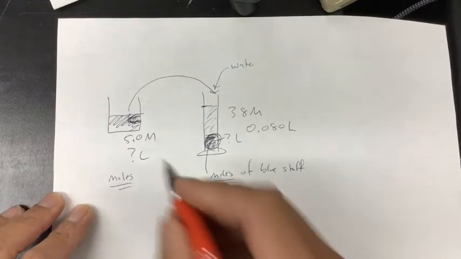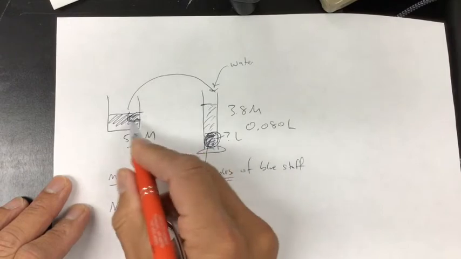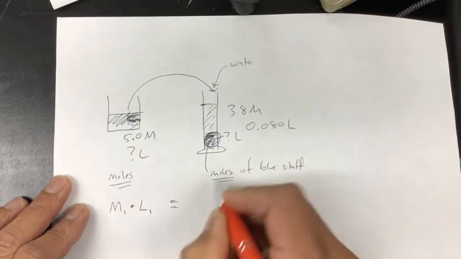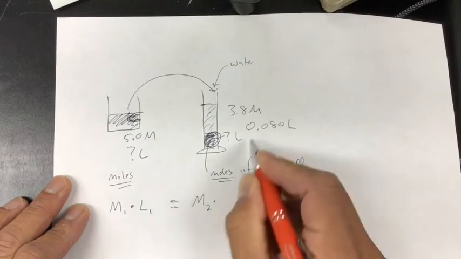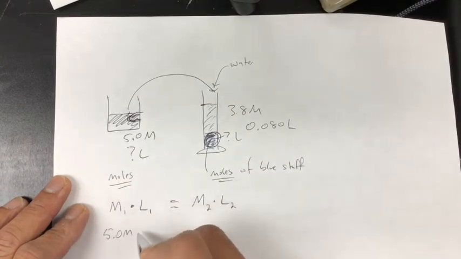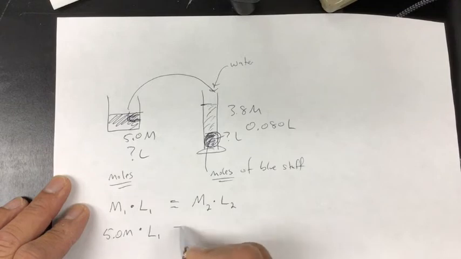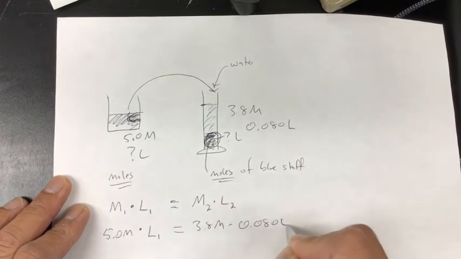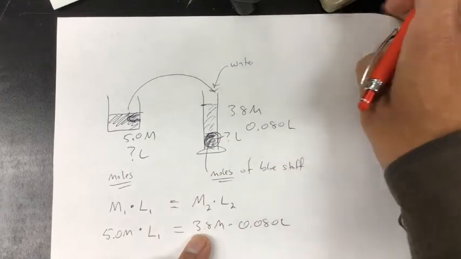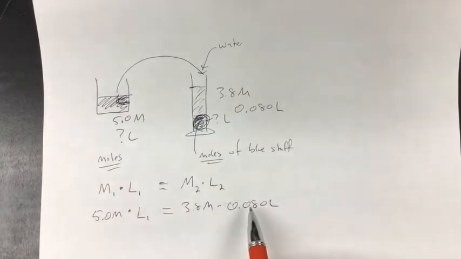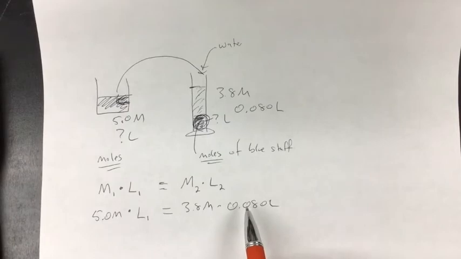So once again, whatever molarity 1 here, times liters 1, the moles here equals the moles here: molarity 2 times liters 2. So I'm going to take my 5.0 molar times L1, that's my question mark, equals 3.8 molar times 0.080 liters. Because whatever moles here, that's going to be the same as whatever moles I need out of here. So in this case, I take these two, multiply them together, 3.8.